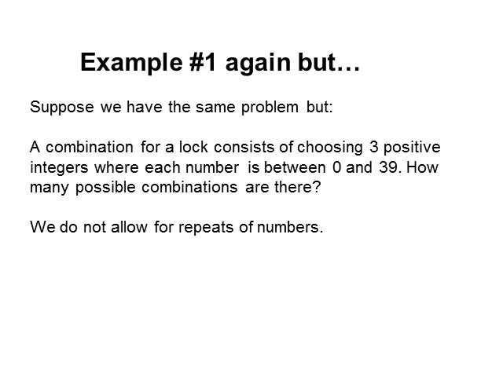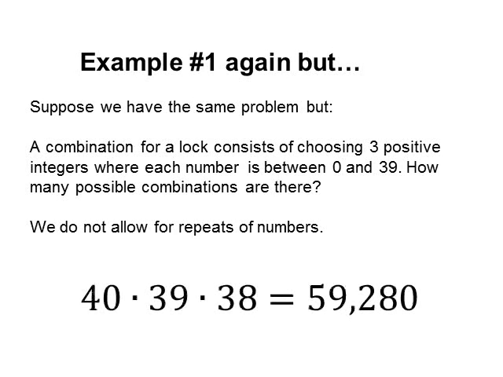Now, what if we didn't allow numbers to be repeated in example 1? Then how many combinations would be possible? We would still have 3 slots to fill. However, after a number is chosen for slot 1, the number of possibilities for slot 2 decreases by 1. Similarly, after the numbers for slots 1 and 2 are chosen, there are 2 fewer possibilities for slot 3. In this case, there would be 40 times 39 times 38, or 59,280 possible combinations.